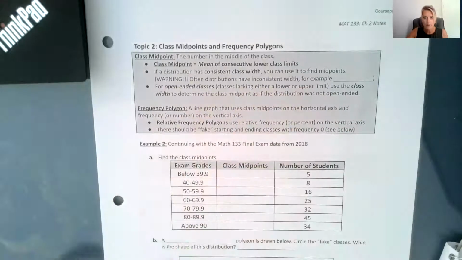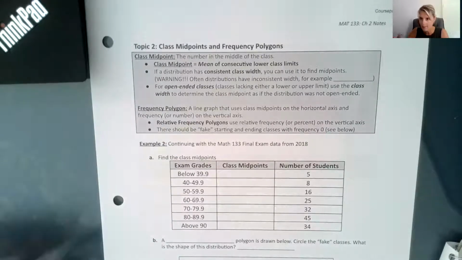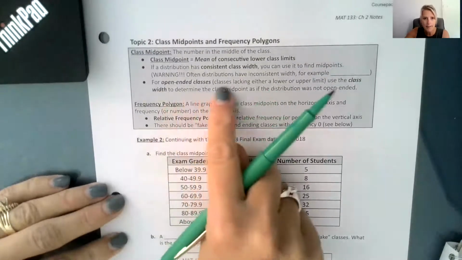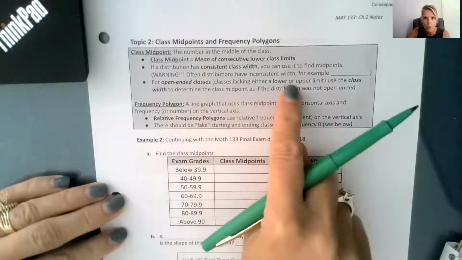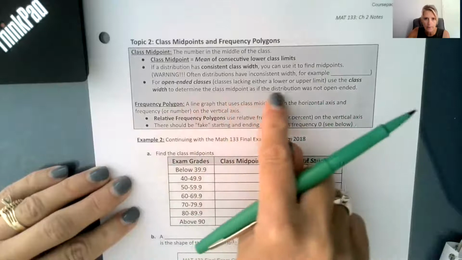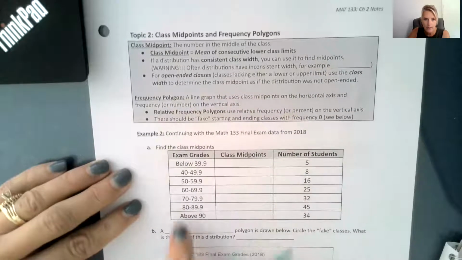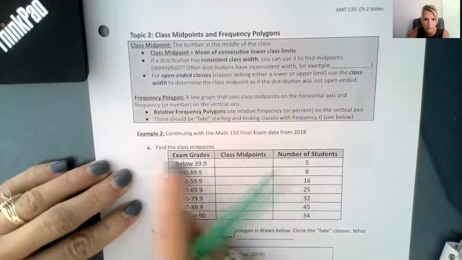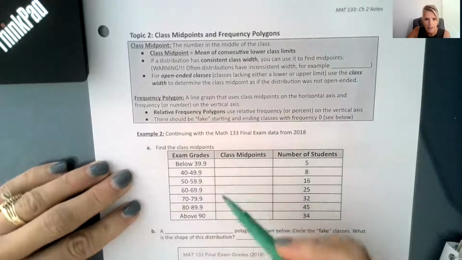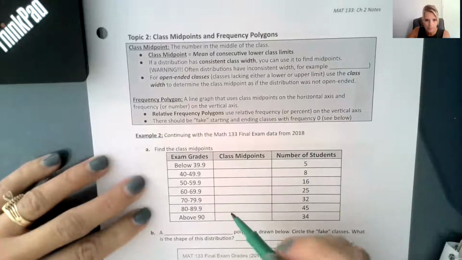For example, we will see examples where they have an inconsistent width, and there actually might be one in the chapter 2 review worksheet, so we'll look at that later. For open-ended classes, classes lacking either a lower or upper limit, use the class width to determine the class midpoint as if the distribution was not open-ended. So this means it's not open-ended, but it's open-ended below and it's open-ended above. So we're going to use the consistency to help us build that.